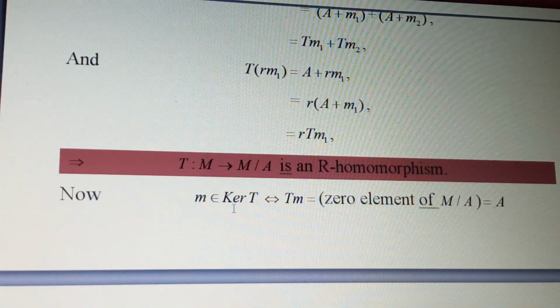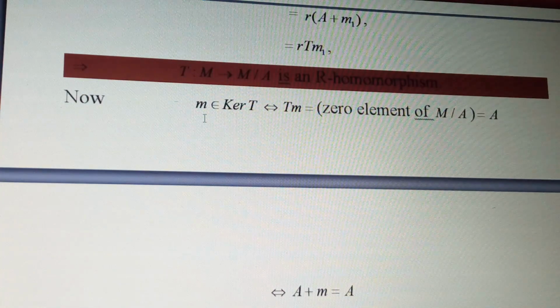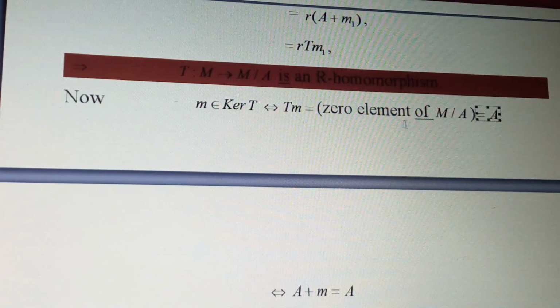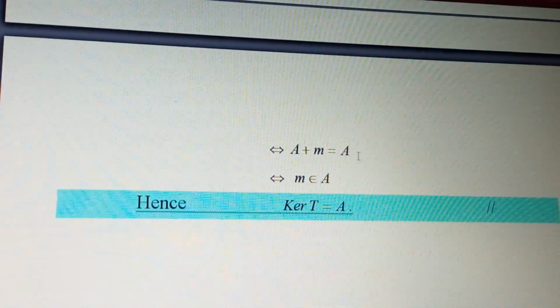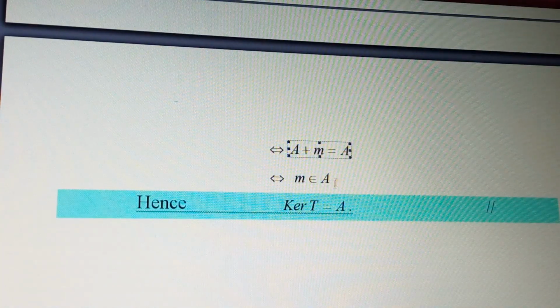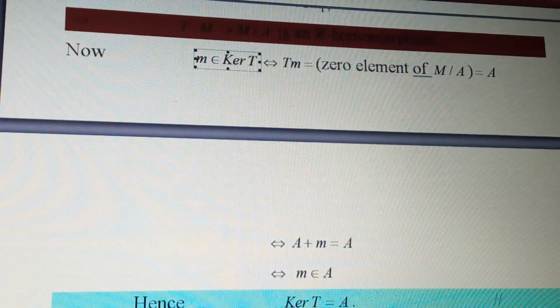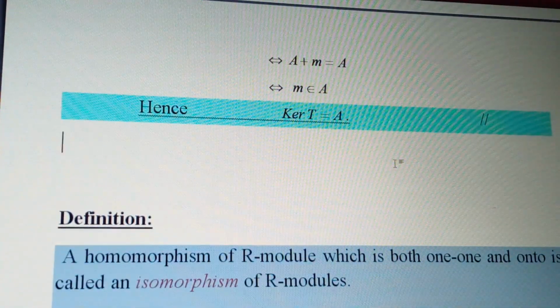Now we show kernel T is equal to A. We take any element m of kernel T. Kernel T means T(m) = 0, and A is the zero element of the quotient module. So A + m = A. This condition shows m is an element of A. Therefore kernel T is equal to A. The theorem is over.